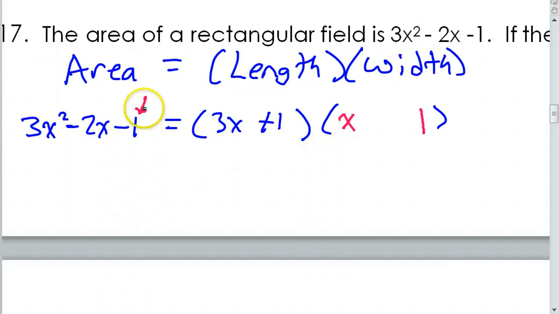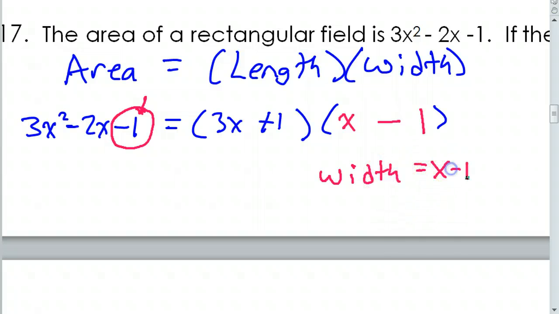Because look at the sign of this number. We have to get a negative 1. So what does this sign have to be here? It has to be negative. So a positive times a negative will give you negative. So boom, the width must be x minus 1. I can write that down. Width equals x minus 1.